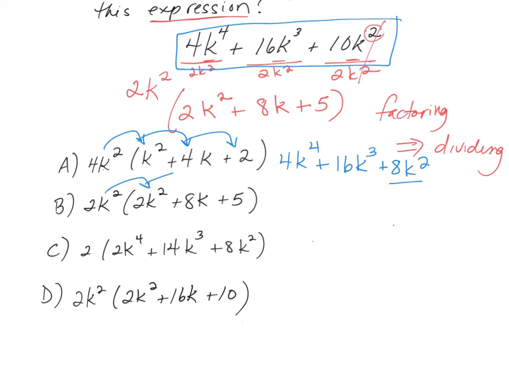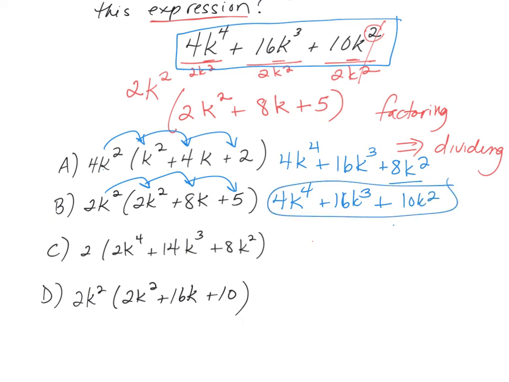Now if I distribute 2k squared in answer B, 2 times 2 is 4, k squared times k squared is k to the fourth, 2k squared times 8k is 16k to the third, and 2k squared times 5 is 10k squared. Well, that is the expression I was looking for. So that's also how I can solve and know that my answer is B.